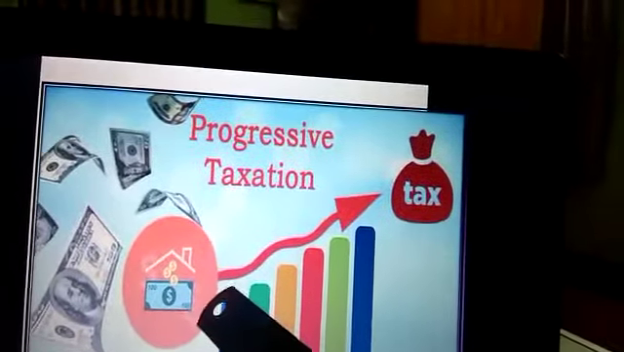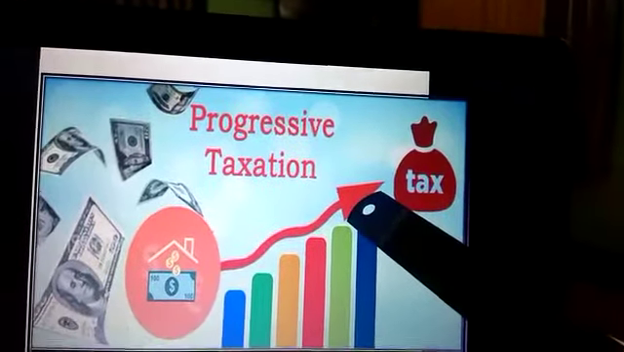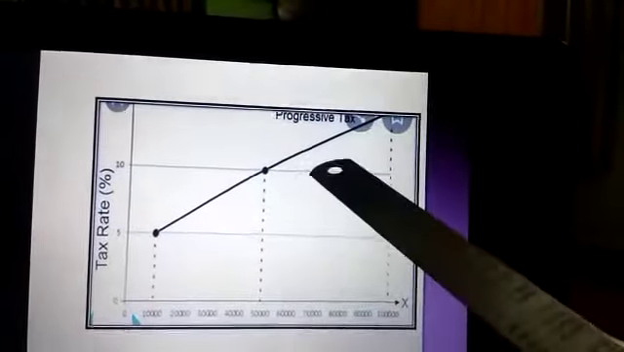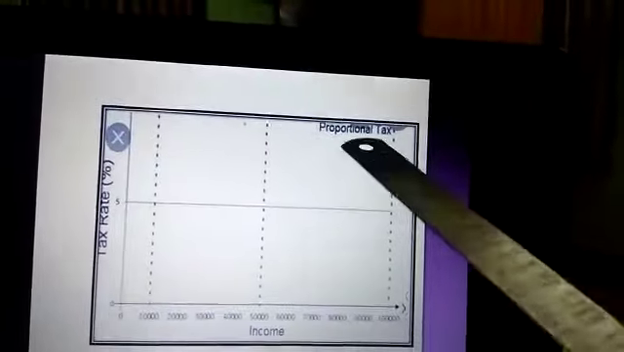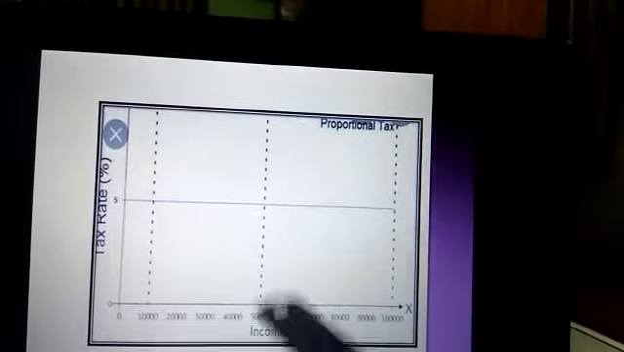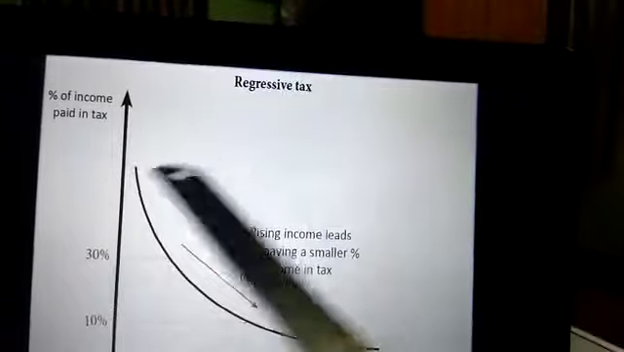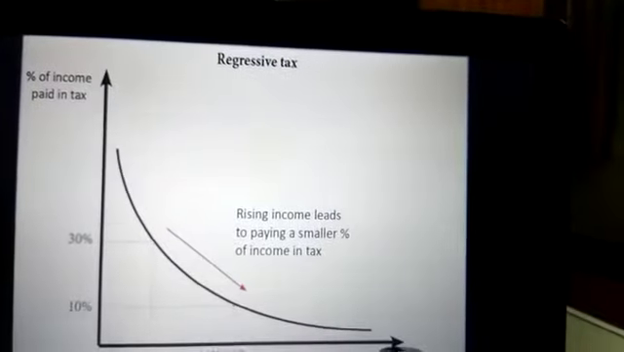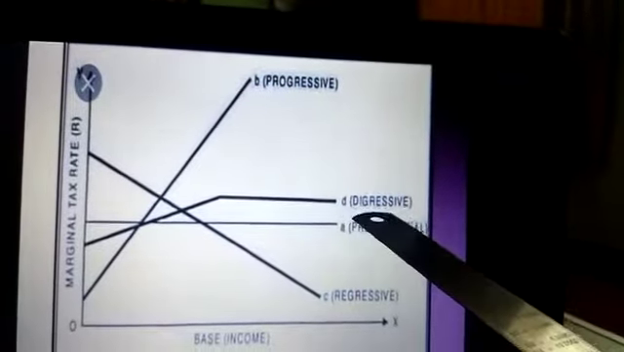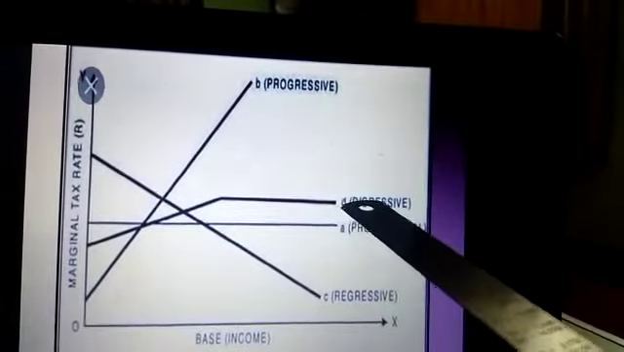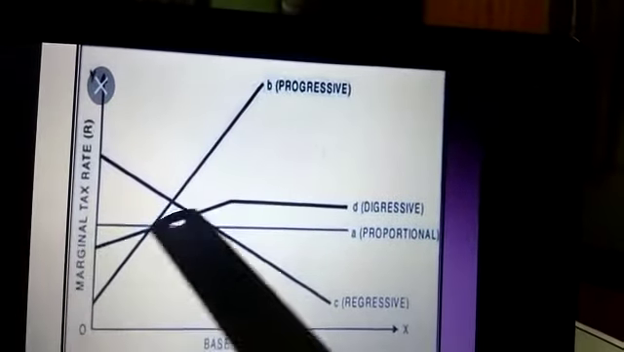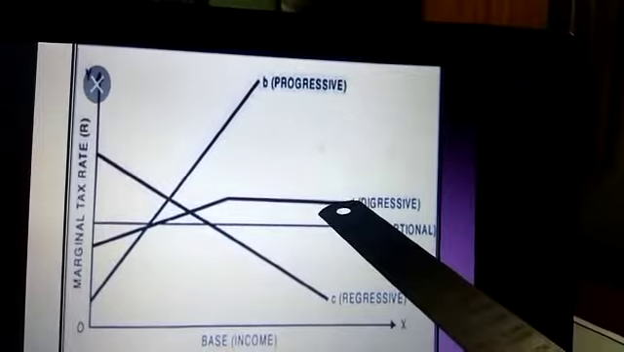Okay. The graph for progressive taxation will be upward sloping. The graph for proportional taxation will be a straight line parallel to the x-axis. The graph for regressive taxation will be downward sloping. And the graph for degressive, in this page, have a look at the graph for degressive taxation. Initially increases and then remains constant.